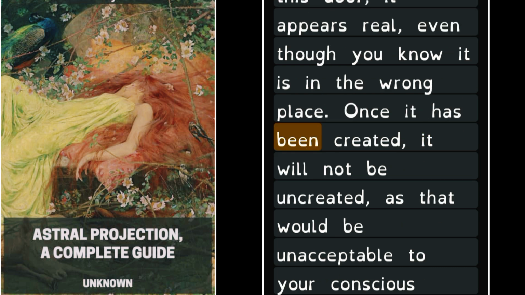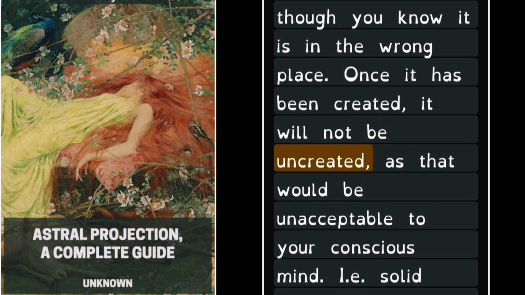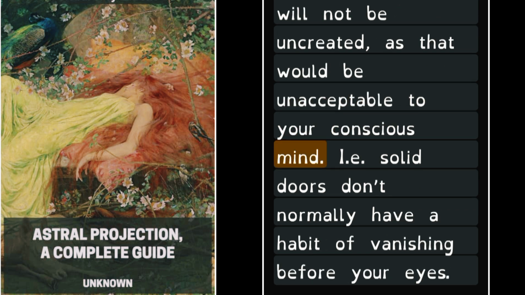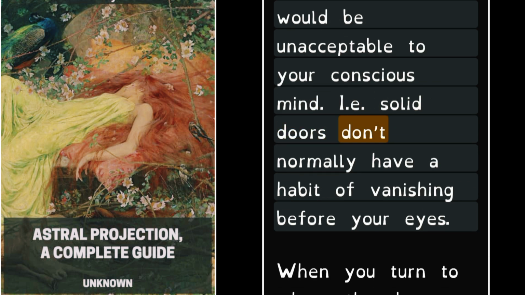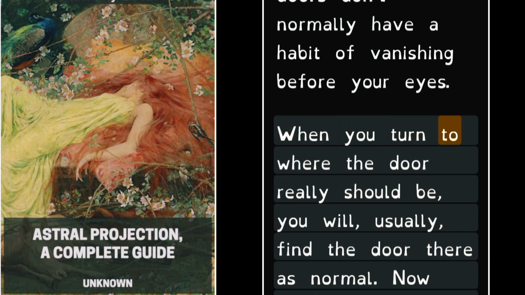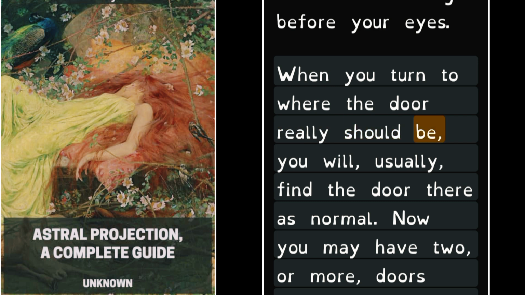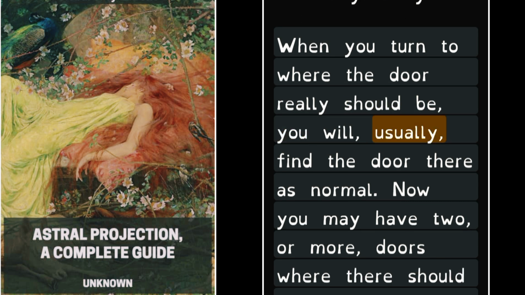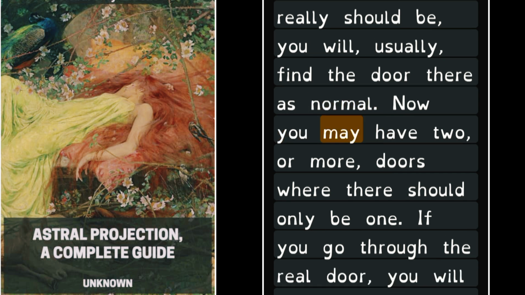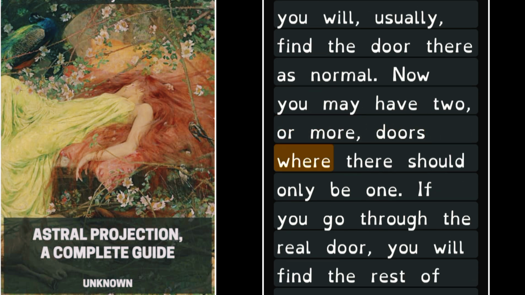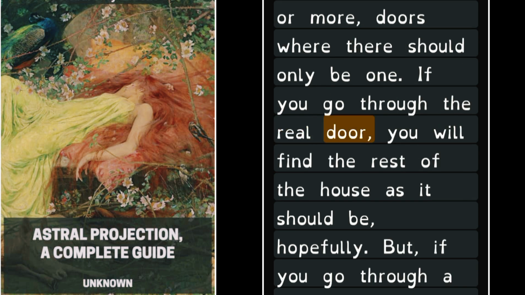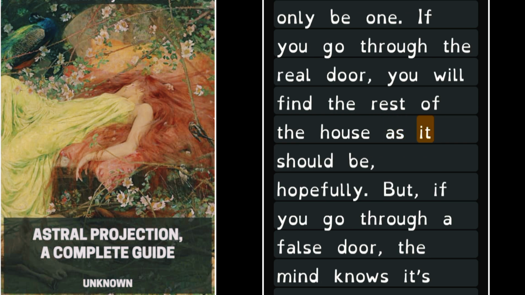Once it has been created, it will not be uncreated, as that would be unacceptable to your conscious mind, i.e., solid doors don't normally have a habit of vanishing before your eyes. When you turn to where the door really should be, you will usually find the door there as normal. Now you may have 2 or more doors where there should only be 1. If you go through the real door, you will find the rest of the house as it should be, hopefully.